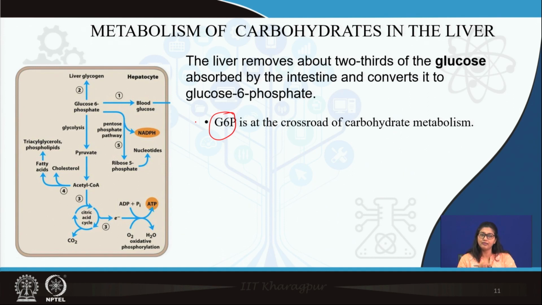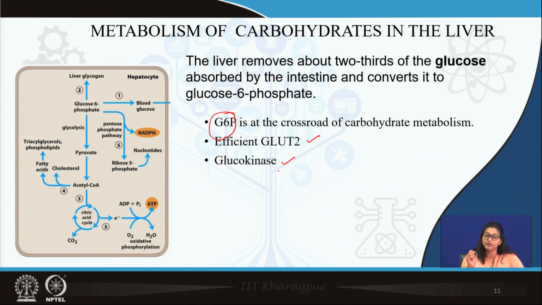But before that, I want to highlight one important thing: the metabolic efficiency of liver is actually based on two important things. One is the type of transporter present in liver, that is GLUT2, and another is the hexokinase which is present in liver.